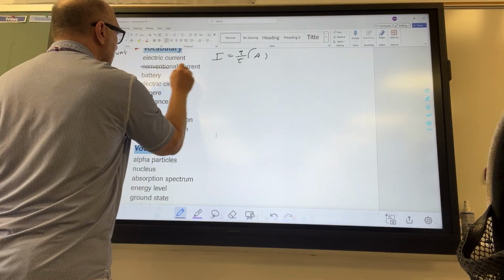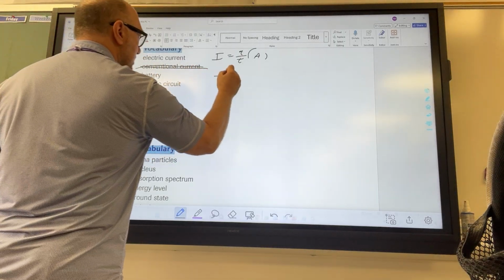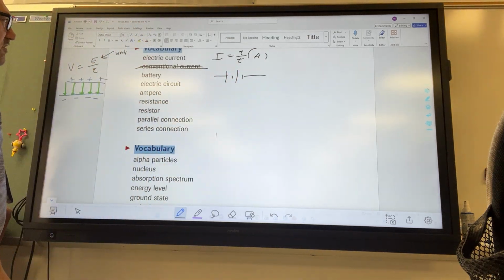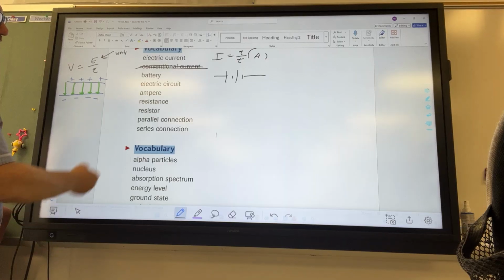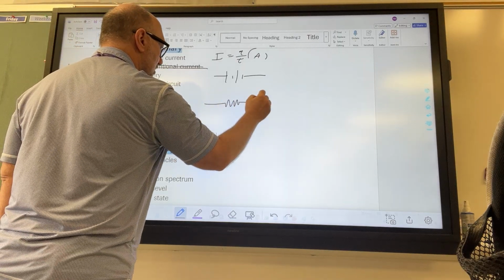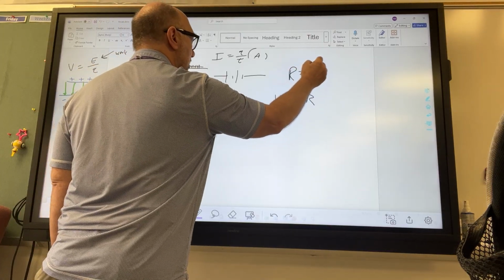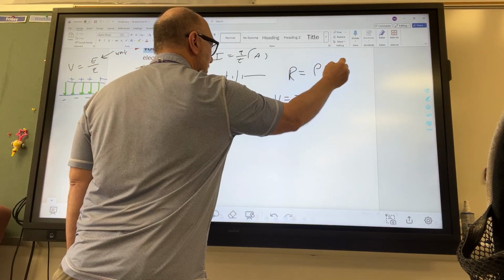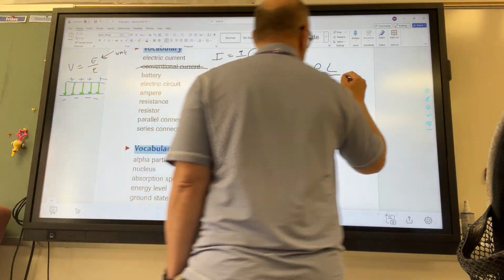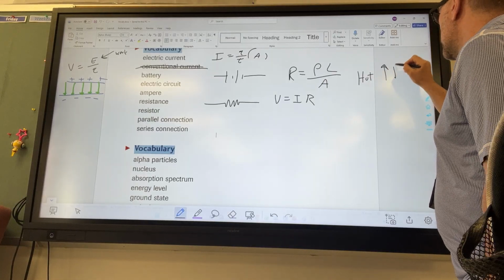Conventional current, we don't need to know about that. A battery, well, we know what that is, what causes a potential difference. Electric circuit, we know what that is. Ampere, those are the units. Resistance, we get a resistor, right? And V is equal to IR. By the way, resistance in a wire is resistivity times the length divided by the cross-sectional area. Remember that when the wire gets hot, then the resistance goes up.